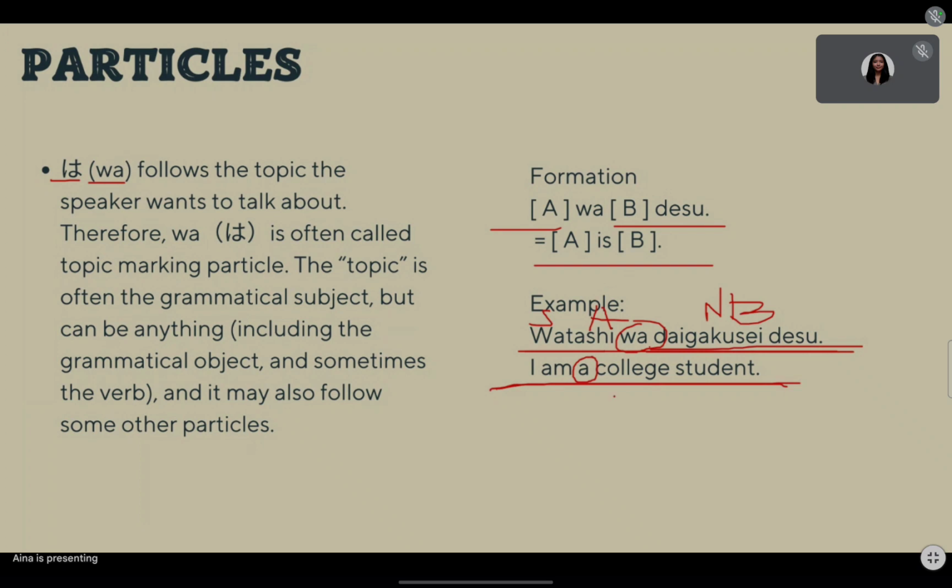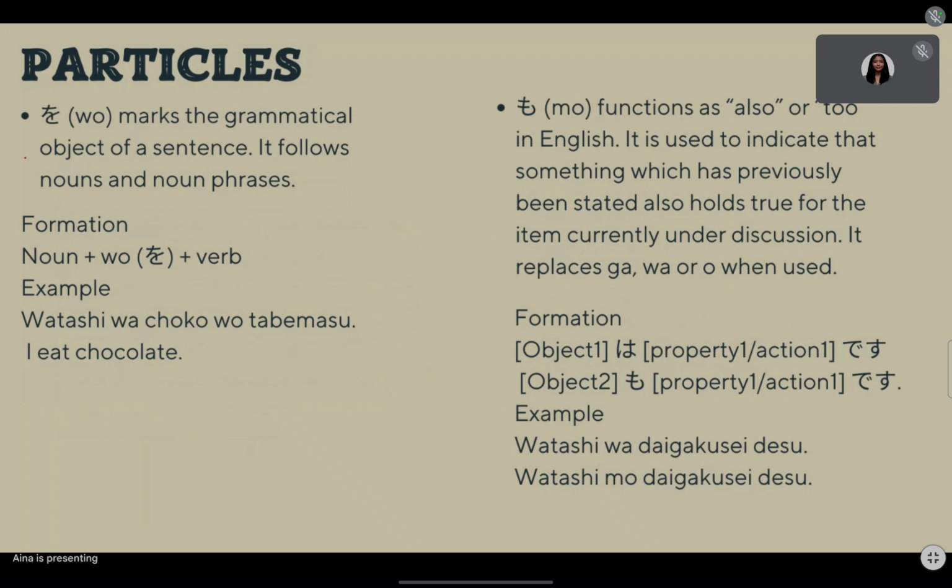Okay? Next, we have the particle wo. It marks the grammatical object of a sentence. It follows nouns and noun phrases. So for the formation, we have noun plus wo plus verb. So for example, watashi wa choko wo tabemasu. I eat chocolate. So here, this is the verb, this is the noun. So ano ba ang kinain? Taberu is the verb eh. So ayan, kino-connect yung noun tsaka yung verb. Okay?